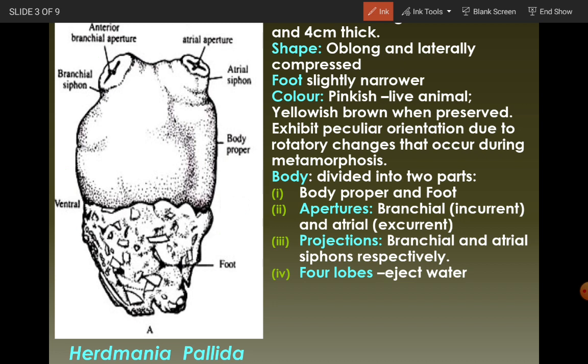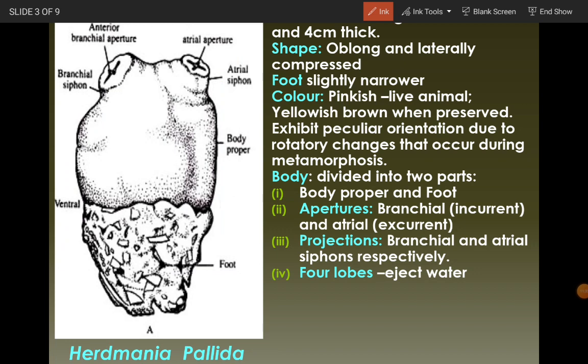Now if you look at the structures you see in this body proper, you see two apertures, known as the branchial aperture and the atrial aperture, and then you find two siphons, two protuberances like this: here the atrial siphon and here the branchial siphon. It has lobes through which the water gets ejected from the anterior atrial and branchial apertures. Now let us learn about these apertures.